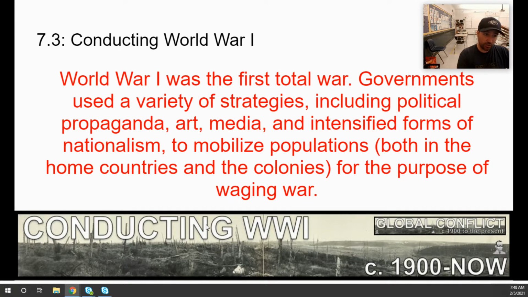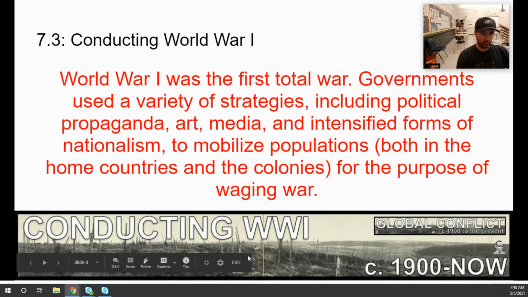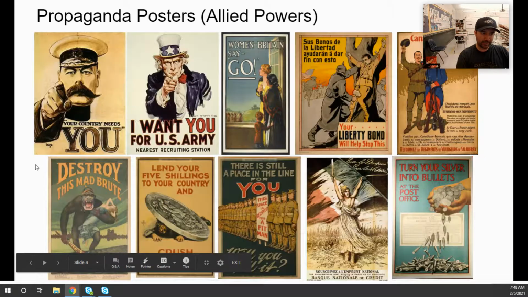But governments use a variety of strategies, including political propaganda, art, media, and intensified forms of nationalism to mobilize populations from both countries and the colonies, because, especially the British and the French, they will mobilize a lot of the people within their colonies to help fight this war too. And that is all done for the purpose of waging war. So specifically, we want to focus mainly on propaganda.